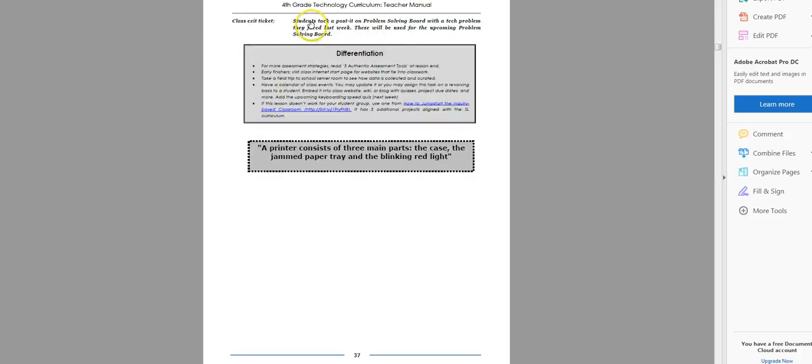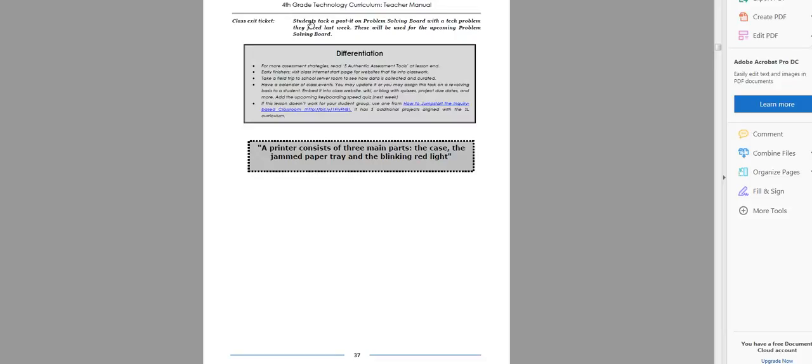Okay, then class exit ticket. Have post-its for them so that they can stick them on. You'll have a problem-solving board, and the students will put on that board a tech problem they faced during the week. You can use this for the upcoming problem-solving board, which is coming up pretty quick. So you want these up there. You want their idea of what was a problem. They don't have to put the solution, but they have to put a problem.